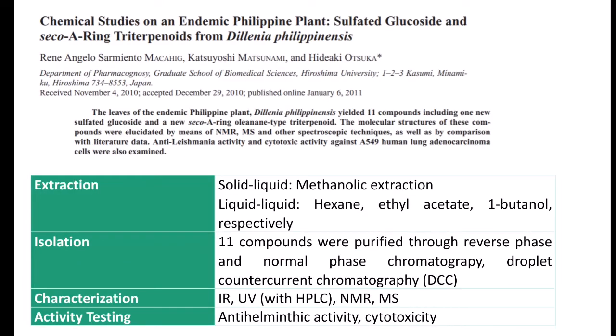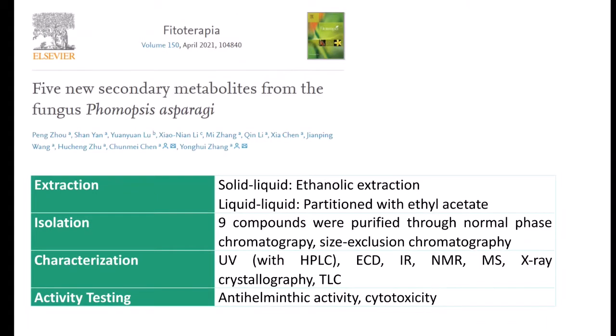Okay, next. In this study, chemical studies on an endemic Philippine plant, sulfated glucoside and seco-A ring triterpenoids from Dillenia philippinensis. So they performed here extraction, isolation and purification, characterization, and activity testing. Okay, next, 5 new secondary metabolites from the fungus Phomopsis asparagi. They performed extraction, isolation, and purification, characterization, and activity testing as well, but they used different techniques.